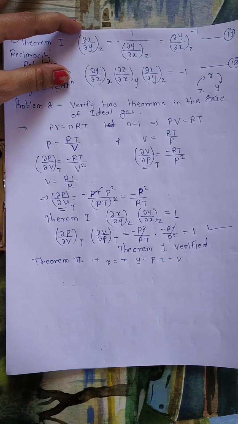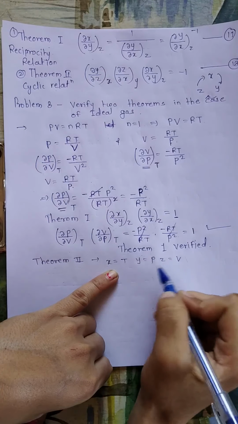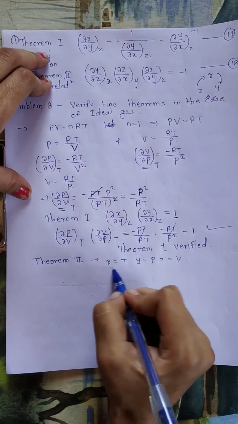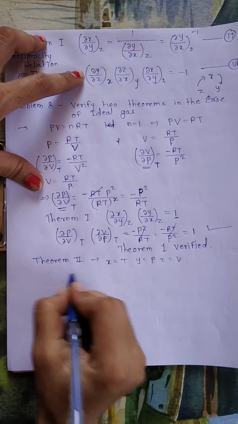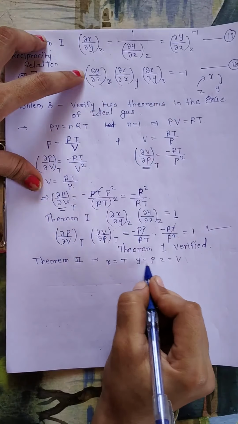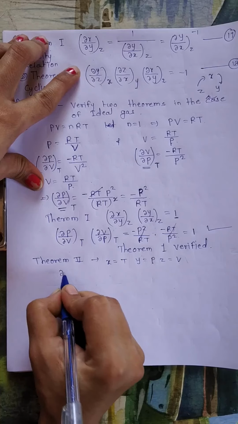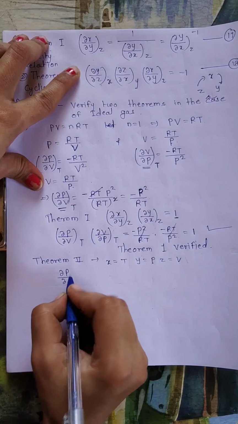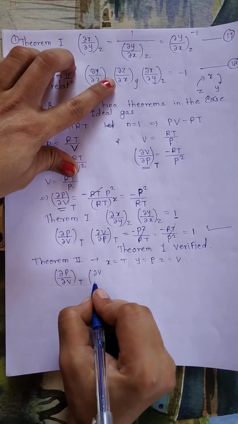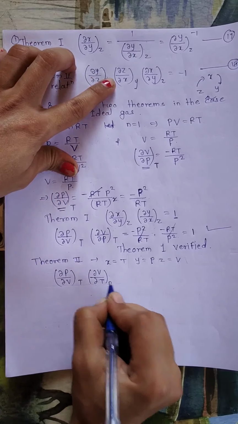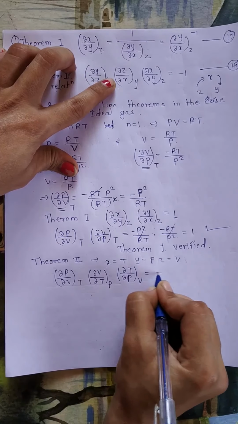Now to prove theorem 2, I will take x equal to T, y equal to P and z equal to V. You can take any terms. So if I substitute this in theorem 2, I have to prove that, now here ∂y/∂z means ∂P/∂V at constant x, that is at constant T. So I will get ∂P/∂V at constant T into ∂V/∂T at constant P into ∂T/∂P at constant V equals -1.